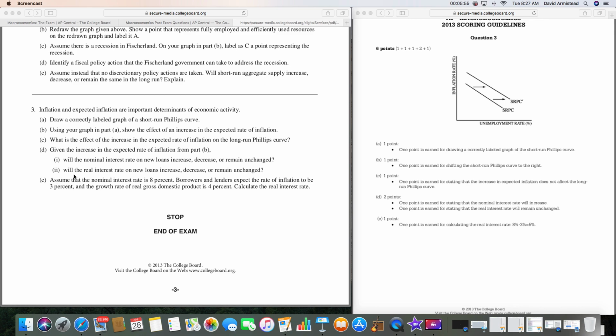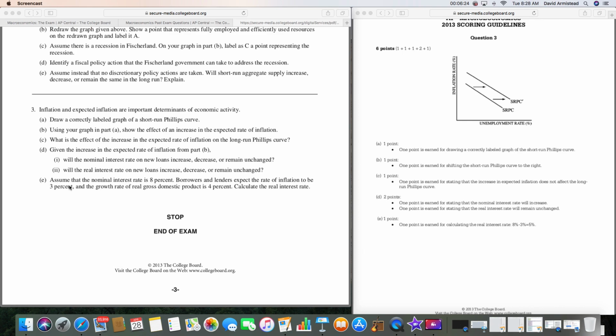Well, will the real interest rate on new loans increase, decrease, or remain unchanged? The real interest rate's not going to change. The reason being is we don't have anything going on with the loanable funds market here. We just have something going on with inflation. You get higher inflation, you're going to get a higher nominal interest rate. You get lower inflation, you get a lower nominal interest rate. But that doesn't mean anything's going to change with the real interest rate. There's nothing going on with the loanable funds market that affects the real interest rate.